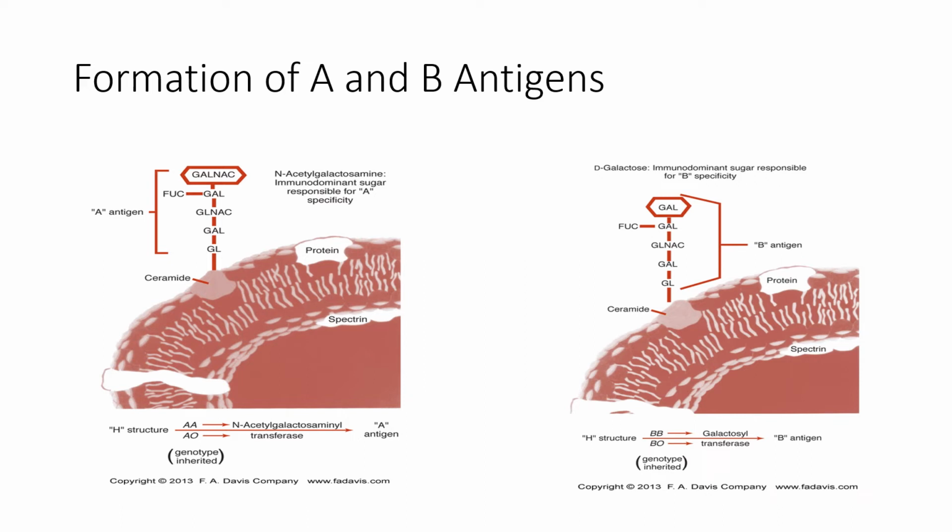This slide shows the formation of the A and B antigens. Notice that a single sugar is the difference between the blood types. The gene product is a transferase. It is not the antigen. A person who is type AB does not make an AB antigen. They have both A and B antigens separate on their red blood cells.